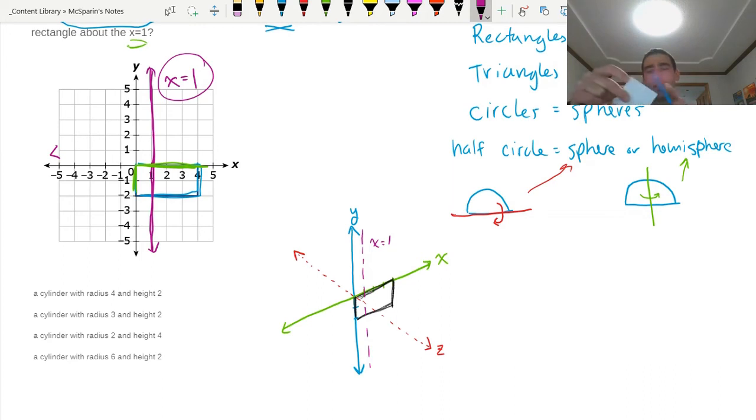Oh, wait, where's my stickiness? It's not very sticky. It's not good. I'm going to rotate around x equals 1.